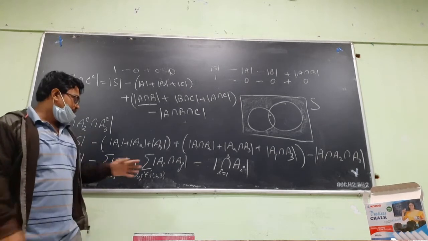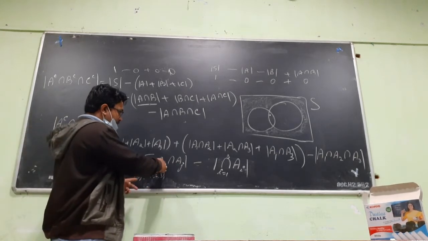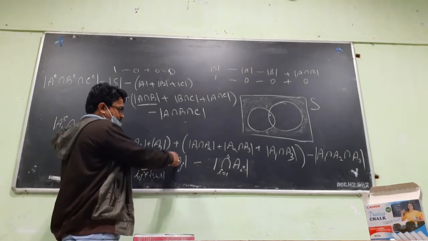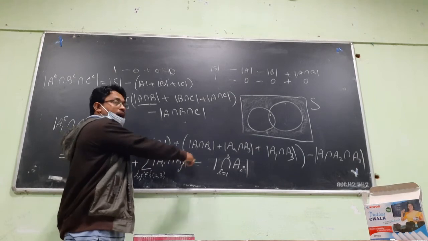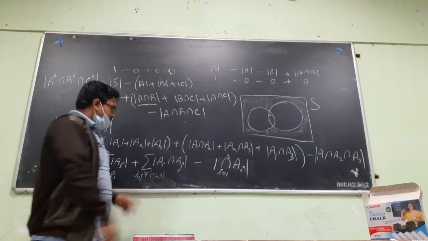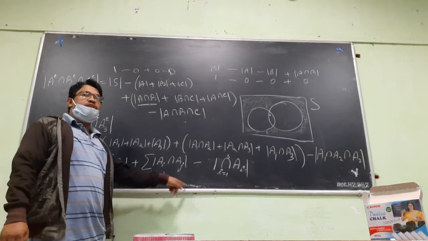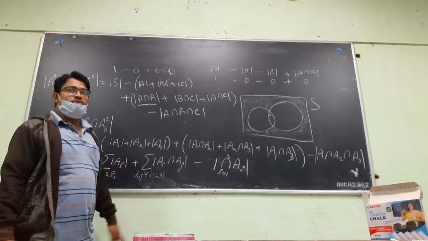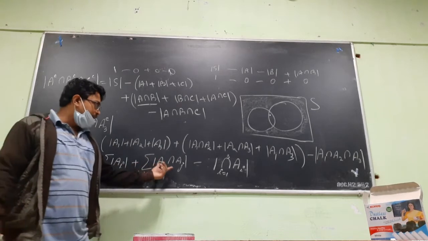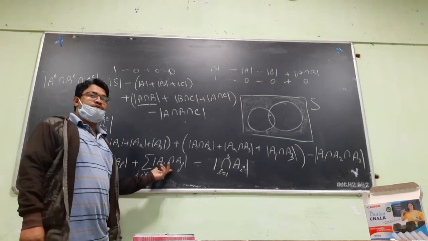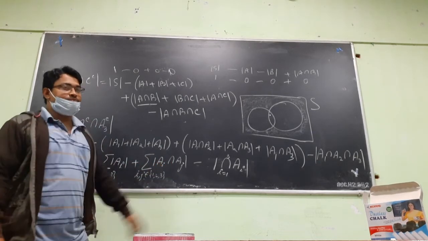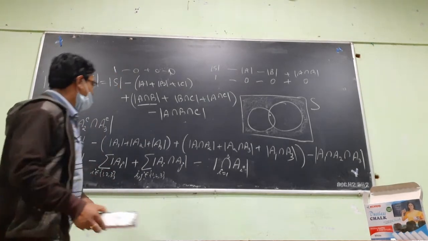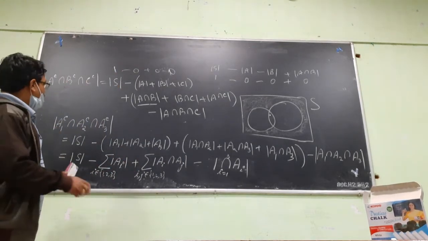In general we will write Ai1 intersection Ai2 intersection up to AiR. The summation runs over all R combinations of the n elements 1 up to n. So there will be exactly nCr terms in each summation. So this is what we will write. This is the notation.